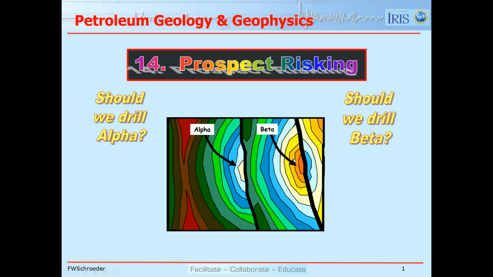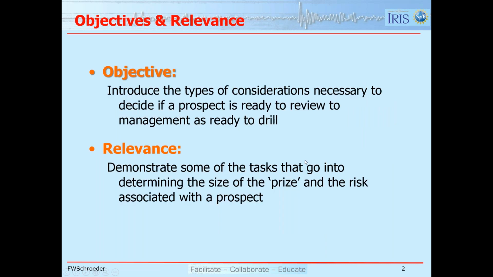And if one, which one, alpha or beta? And if we think we should drill with two of them, which one should we drill first? So these are the types of questions that people in exploration deal with quite a bit.